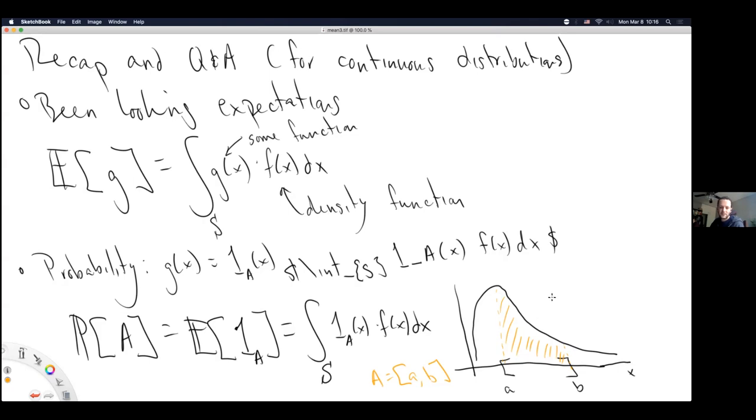Okay, I'm going to give us a minute to ask a question, and then we're going to start into a new expectation. All we're going to do is change this function g, and we're going to look at the implications.